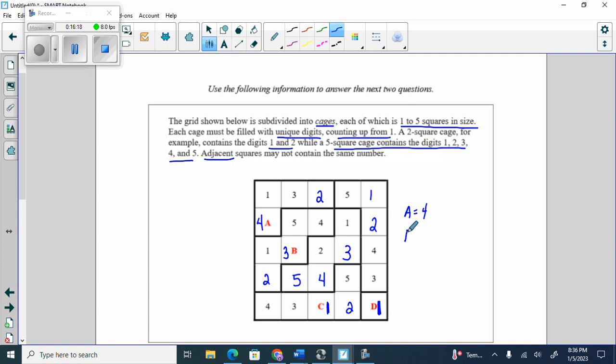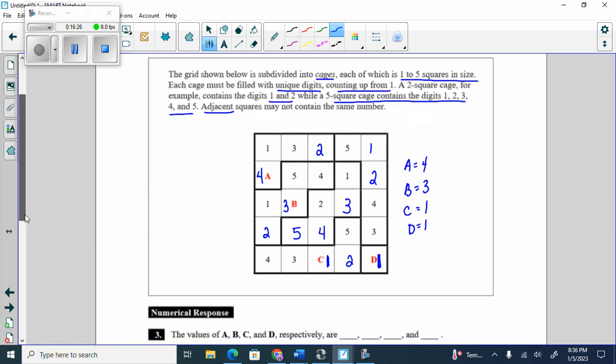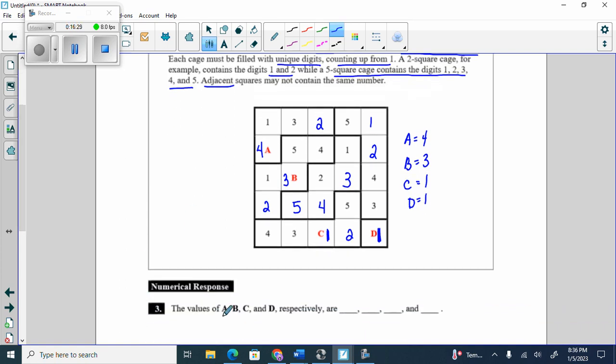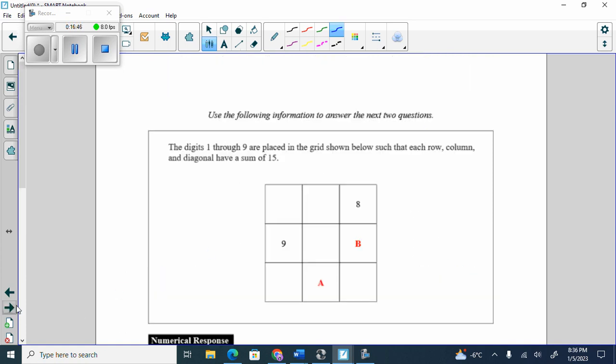We know B is 3. We know C is 1. We know D is 1. Let me go and check and see what it wants from us. The value of A, B, C, D respectively. Respectively means in that order. So it's going to be 4, 3, 1, 1. And our numeric response box is going to be 4, 3, 1, 1. All right.